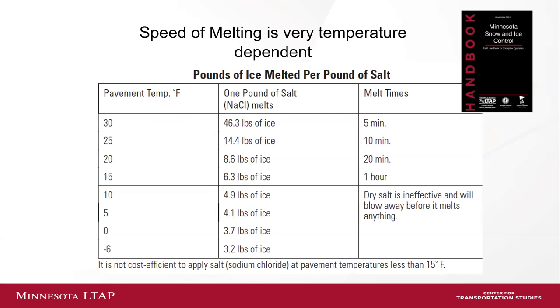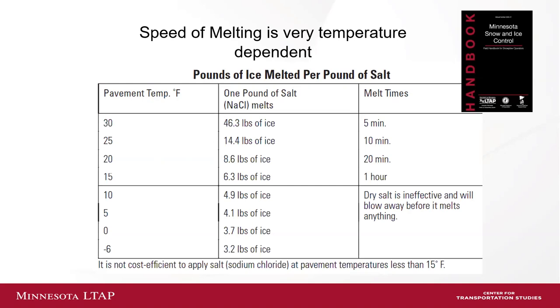Drop down to 25 degrees, just a 5 degree temperature drop. You're only going to melt 14 pounds of ice with that 1 pound of salt, and it's going to take twice as long. It's going to take 10 minutes. At 20 degrees, you're going to melt 8.6 pounds of ice in 20 minutes.